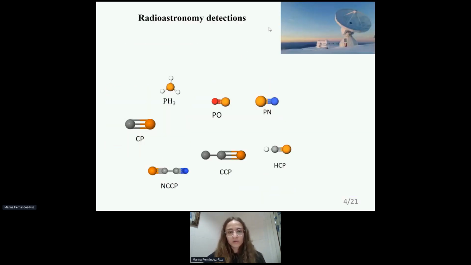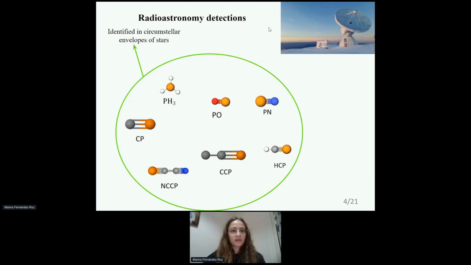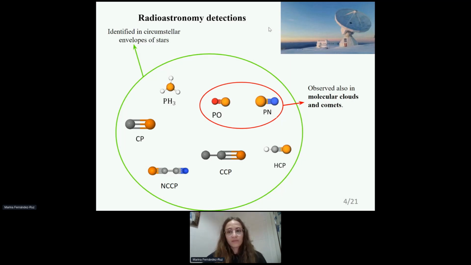Also, these are the molecules containing phosphorus that have been detected so far outside Earth, with radio telescopes. They have been identified in circumstellar envelopes of stars, and these two, which are phosphorus monoxide and phosphorus mononitride, have been observed also in molecular clouds and comets, and also in higher abundances. So in this work, we are going to focus on these two. We are going to call them PO and PN for simplicity only.